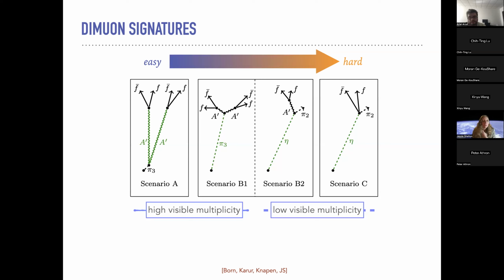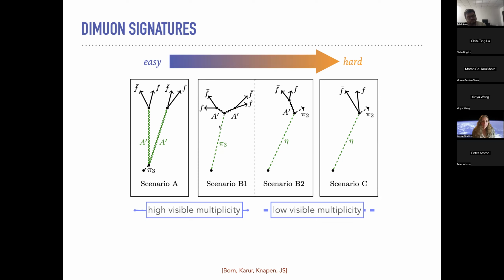So we have a range of dimuon signatures. One of the easiest ones, in terms of being the most easy experimental target to spot, is what we call scenario A. This is where the gauge coupling is big enough that the decay of the pi 3 meson to two dark photons happens effectively promptly, and the dark photons themselves are long lived.